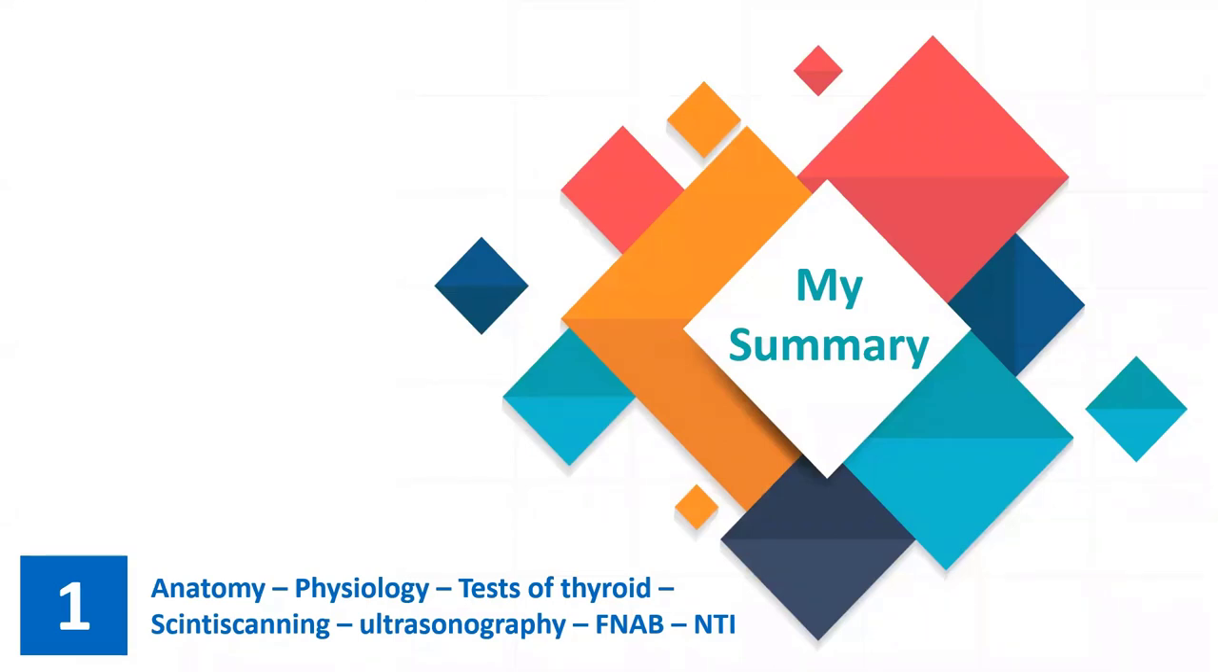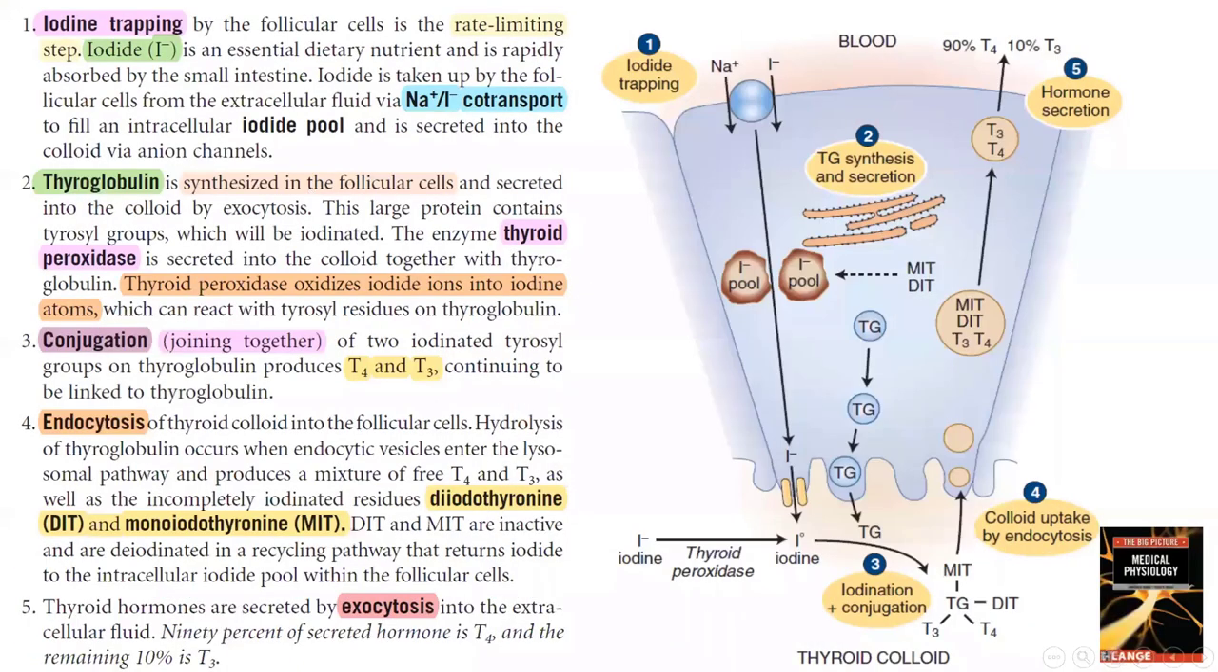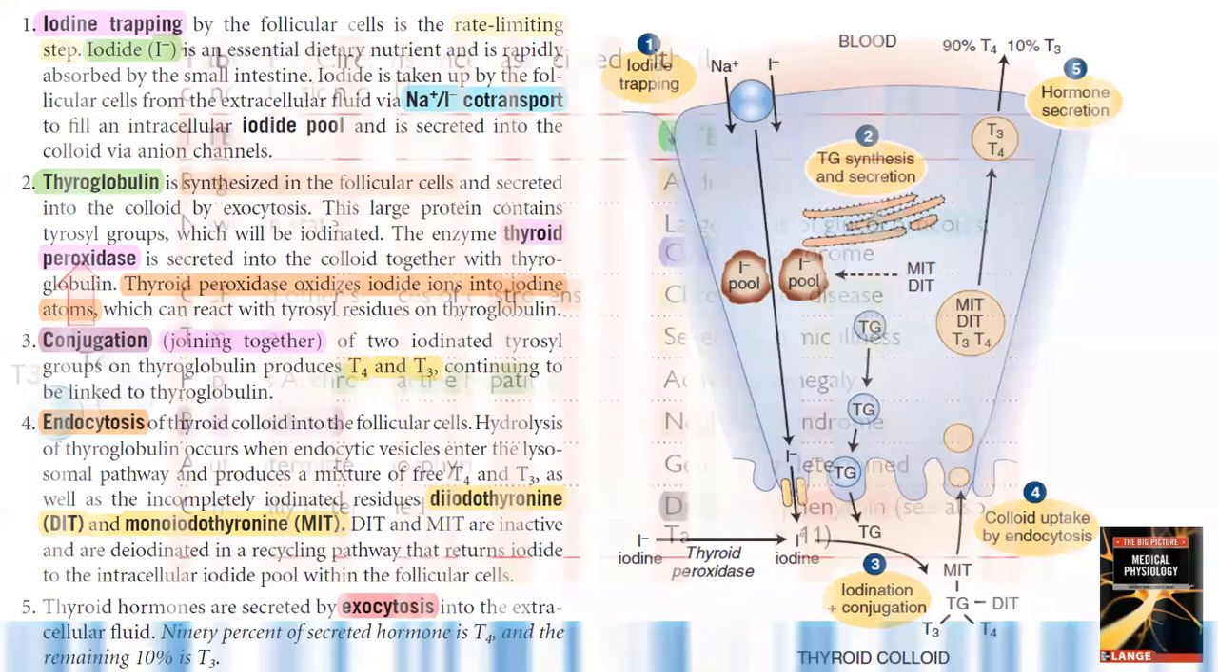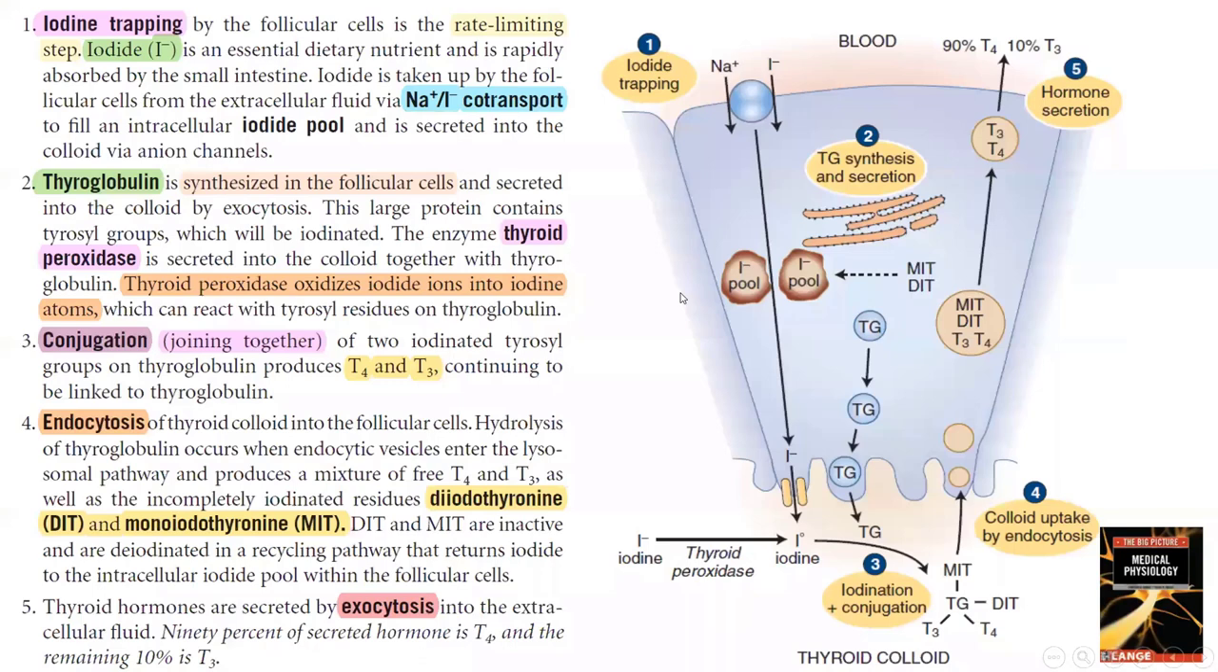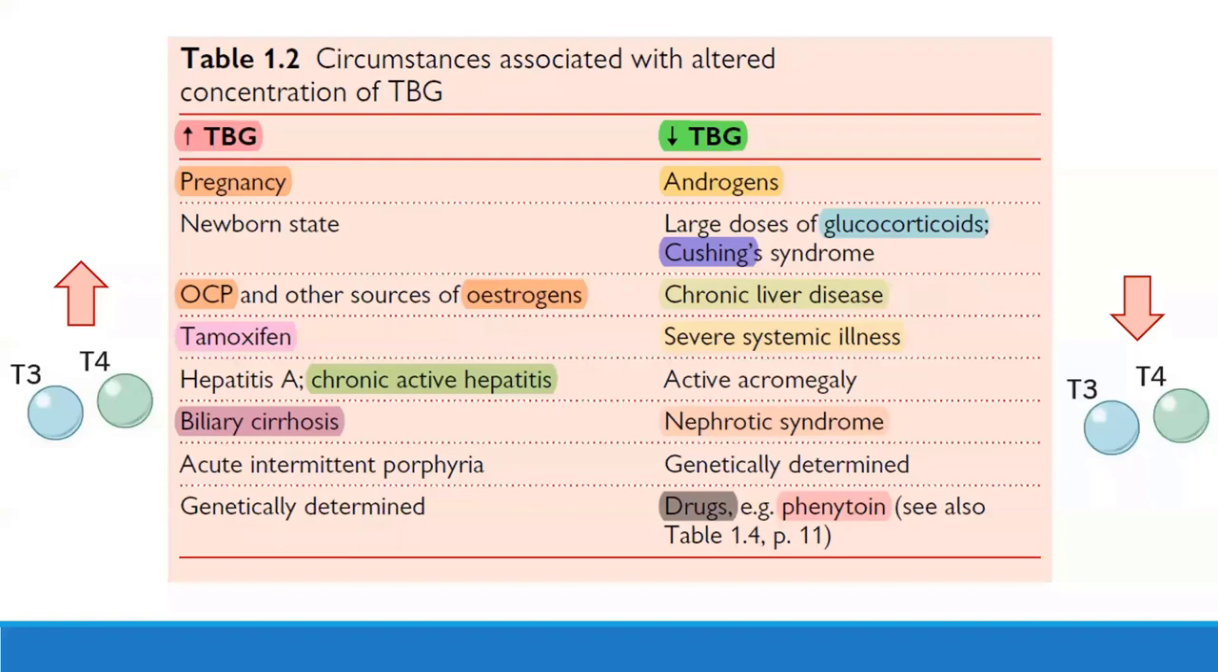So this is my summary for the first session, inshallah, and after this summary I will go to solve some questions from the program. Thyroid hormone synthesis is very important: iodine trapping, coupling, the conjugation or joining together, and the release of thyroid hormone. Carbimazole inhibits TPO, so it inhibits iodination and coupling, and the synthesis of thyroglobulin, because thyroglobulin is mainly synthesized with the thyroid peroxidase enzyme.